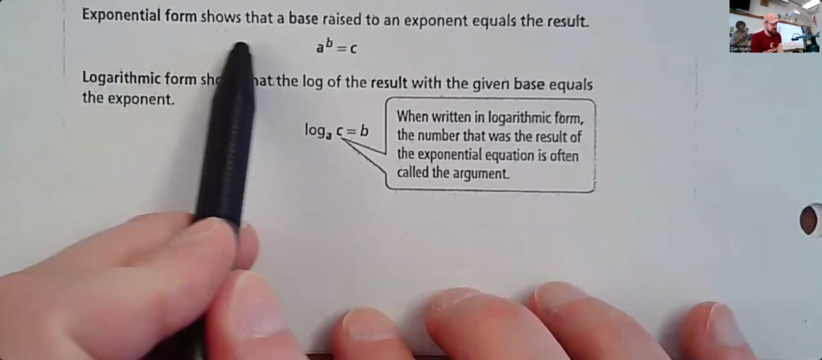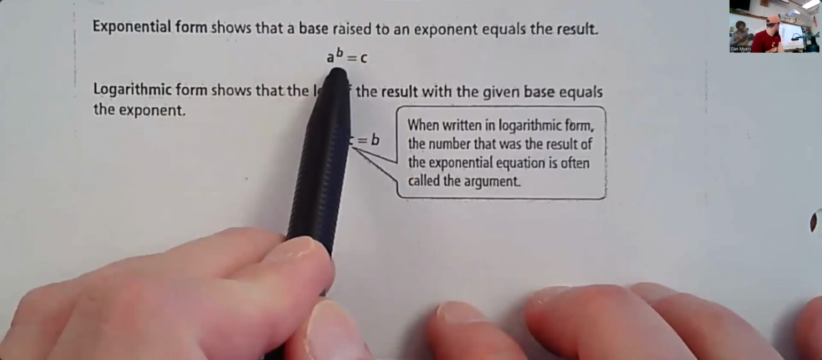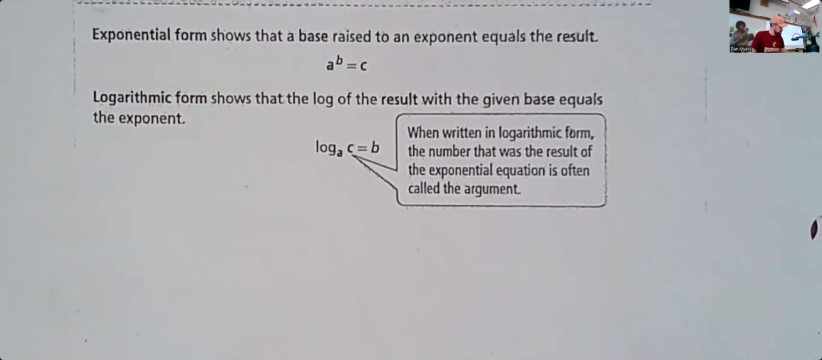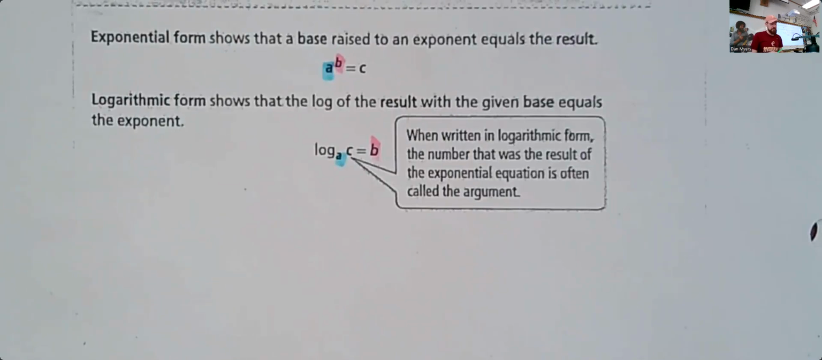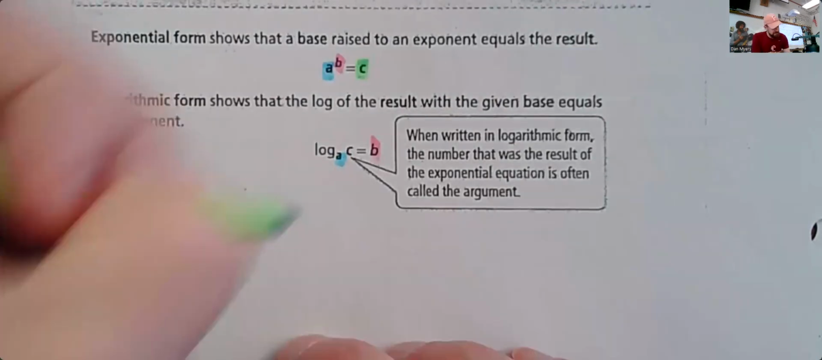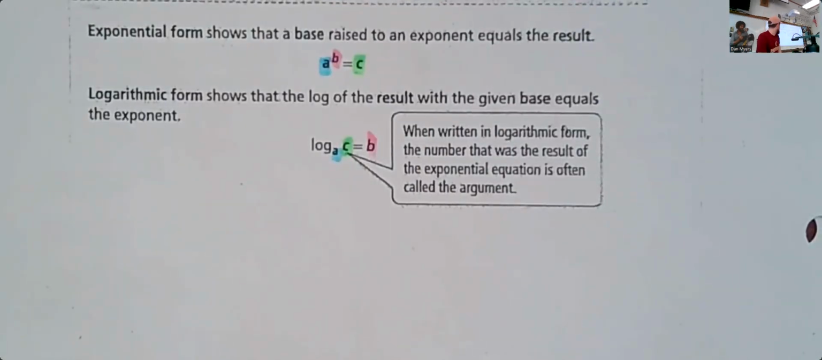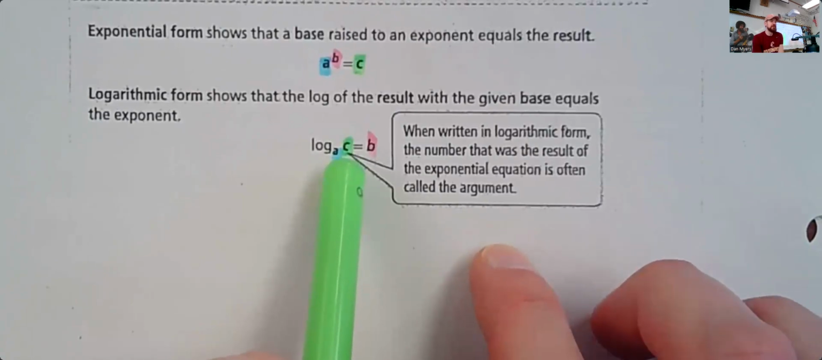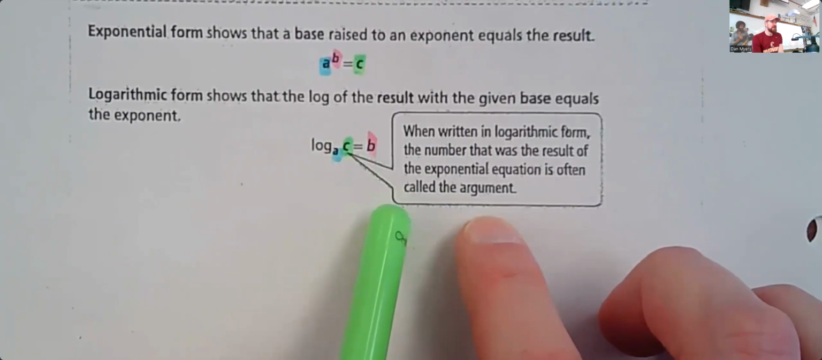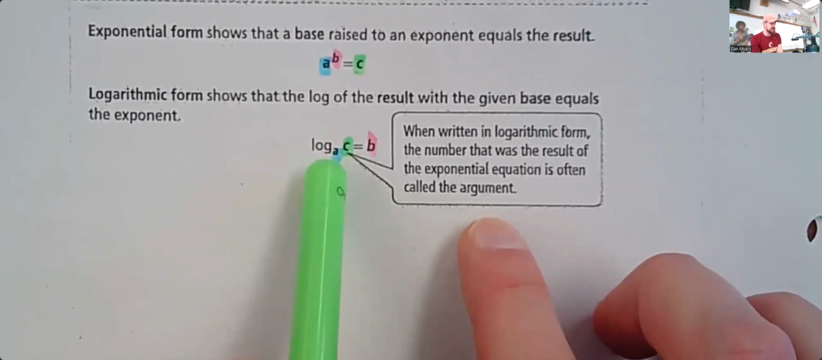Down here, exponential form shows that a base raised to an exponent equals the result: a to the b power is equal to c. So if you have a base value, a, raised to an exponent b, and when you raise a certain number to an exponent, you get the expanded form of that, or the simplification, or the power, or whatever you want to call it. You end up with c right here. When written in logarithmic form, the number that was the result of the exponential equation is often called the argument. So in this case, c would be considered the argument. If you hear something referred to as the argument, it's just the value after the base of the log.